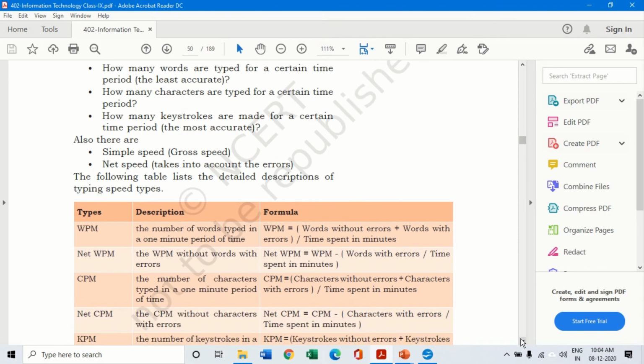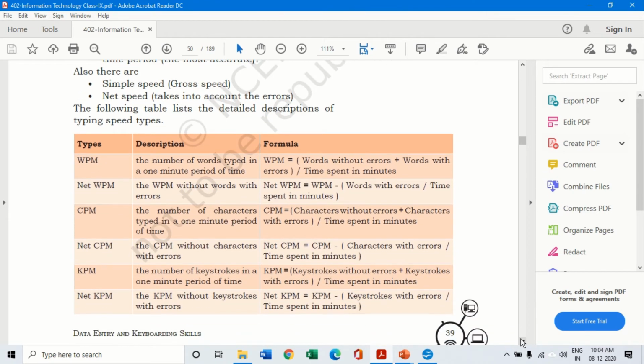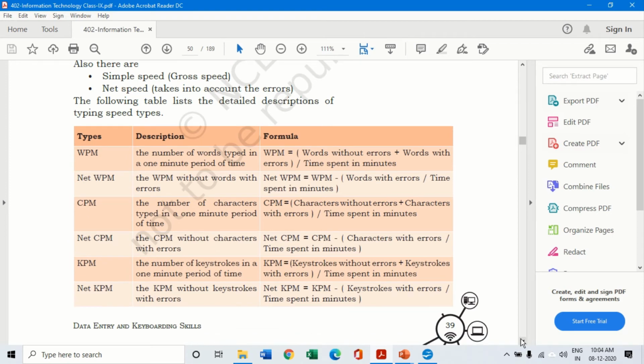Words per minute, that is WPM, is the number of words typed in 1 minute or a period of time. Next is net words per minute, which is words per minute without the words with errors. So if I have typed a particular number of words and made around 20 errors in that, then the words per minute minus the errors in the given time would be the net words per minute.